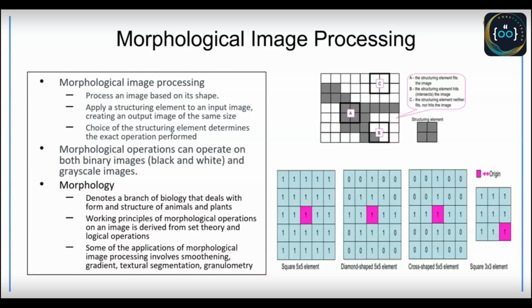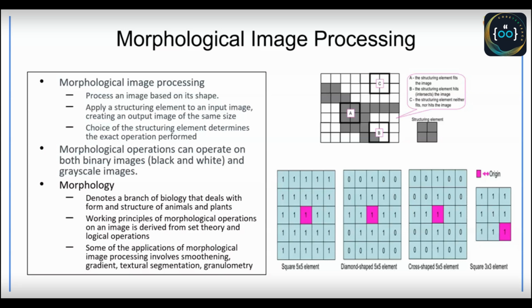Morphological operations rely on the relative ordering of pixel values and not on their numerical values. A template or a structuring element is applied to the image to obtain or extract a portion of the image which represents a certain structure of an object. The structuring element can be a square 5 by 5 element, a diamond shaped 5 by 5 element, a cross shaped 5 by 5 element, or a square 3 by 3 element.